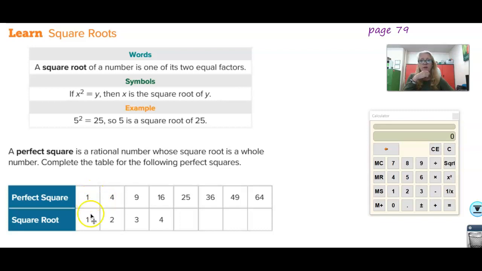The square root of 1 is 1 because 1 times 1 is 1. The square root of 4 is 2 because 2 times 2 is 4. The square root of 9 is 3 because 3 times 3 equals 9. And the square root of 16 is 4 because 4 times 4 is 16. So we need to fill out the rest of the chart here. What number times itself?